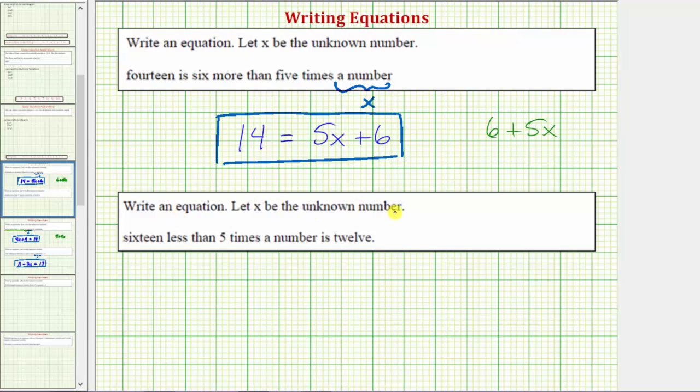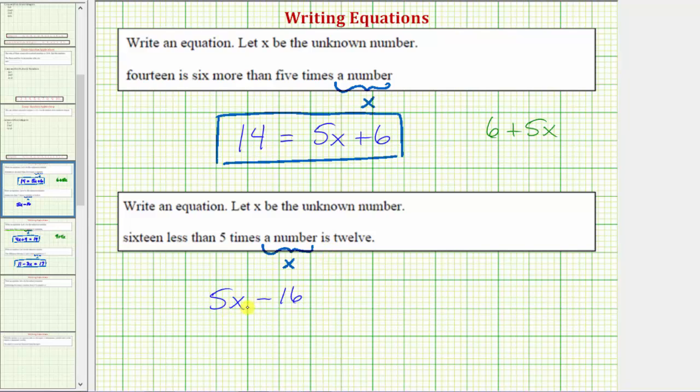Again, x is the unknown number, and we're asked to write an equation for 16 less than 5 times a number is 12. And again, the unknown number here is x. So we can also read this as 16 less than 5 times x is 12. So we want an expression for 16 less than 5 times a number, or 16 less than 5 times x. Well, we know 5 times x is 5x, but we want 16 less than 5 times x.